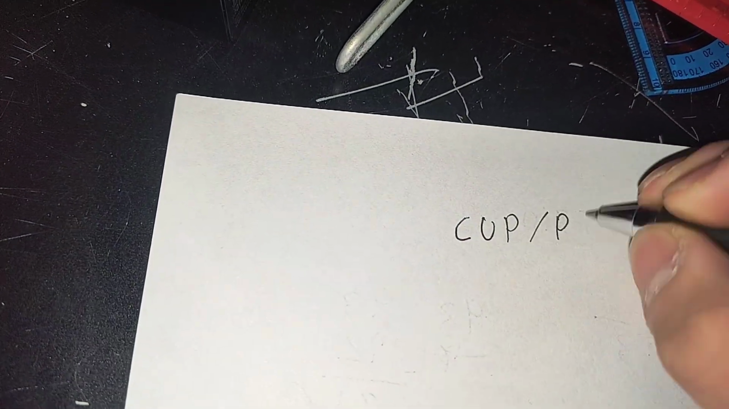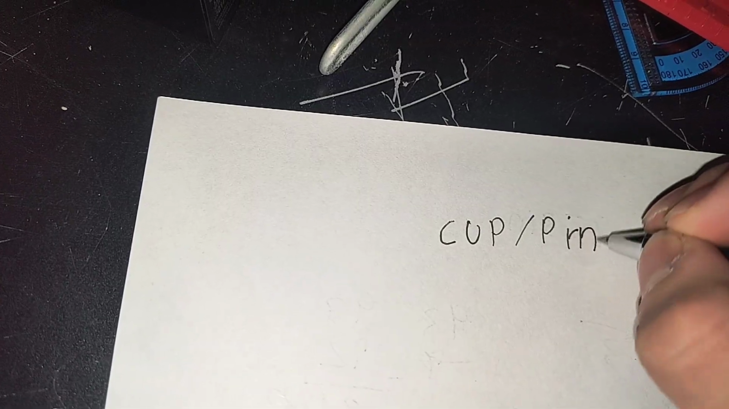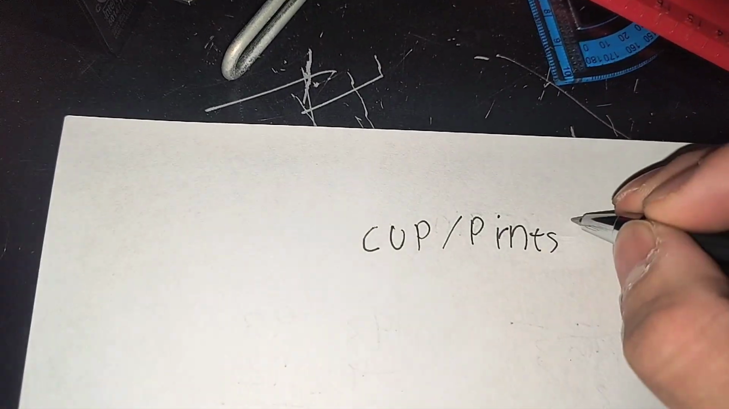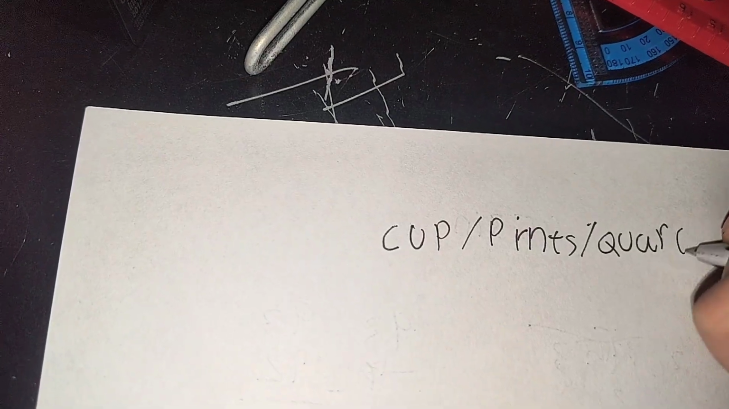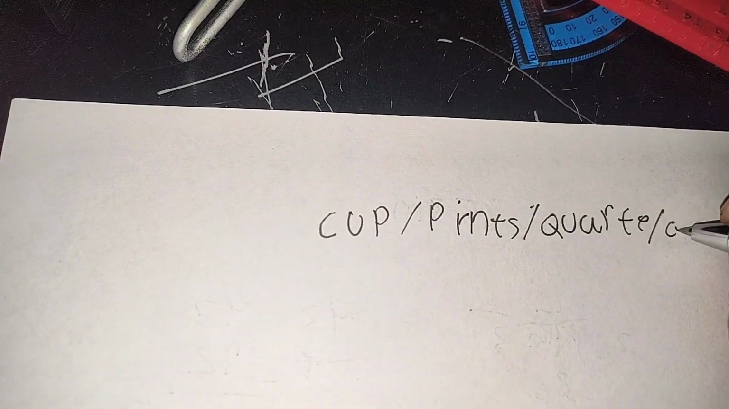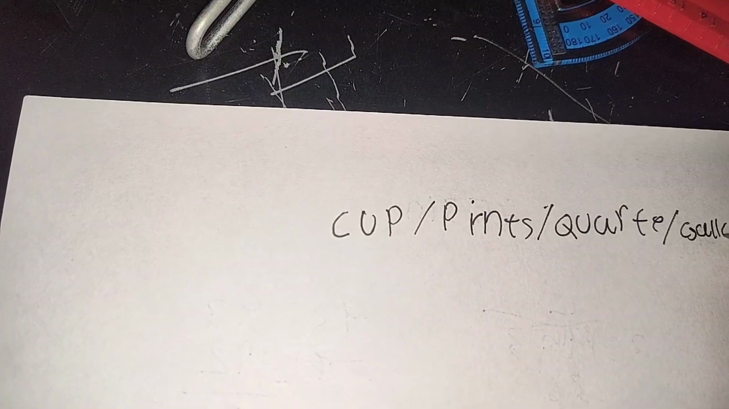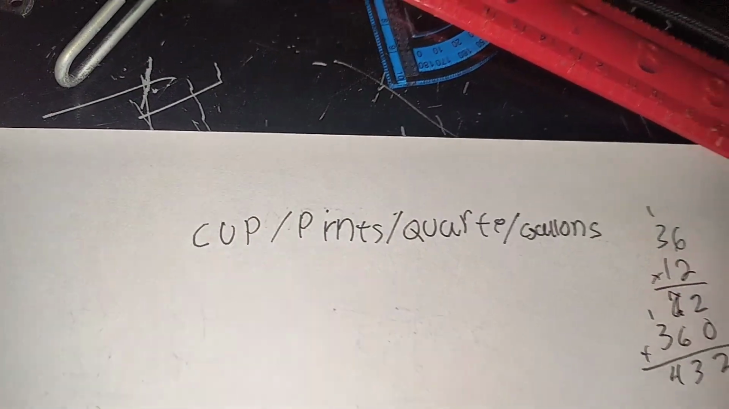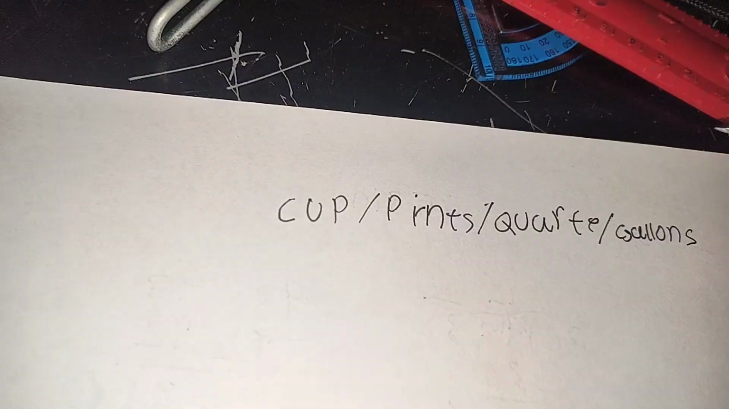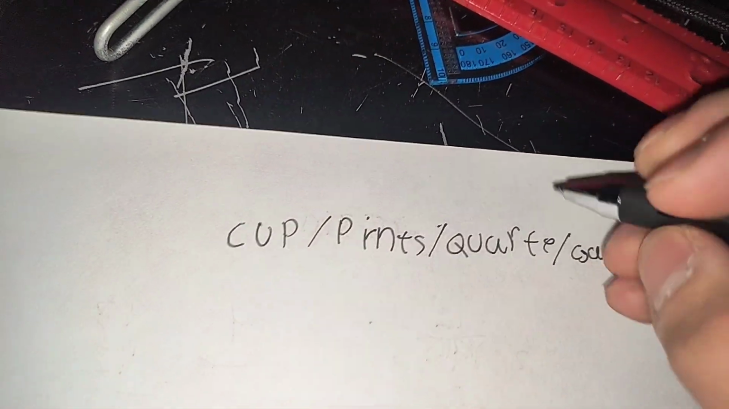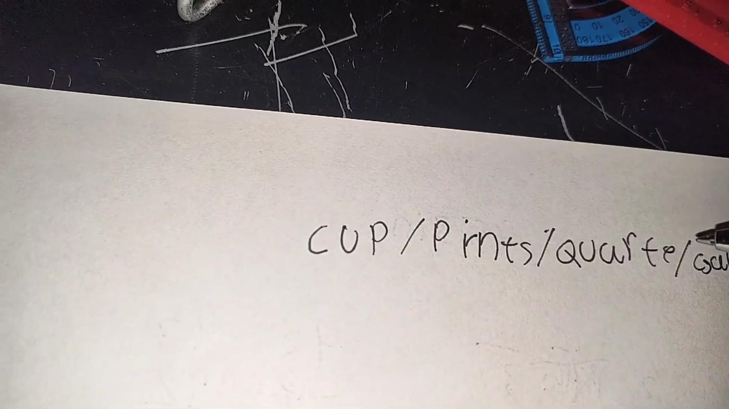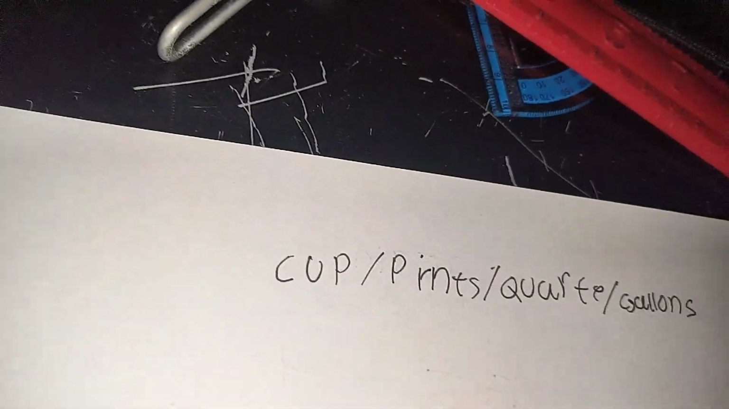Okay, so for capacity, we have cups, pints. That's not an R. That's supposed to be an I. Quarts and gallons. Okay. So I'm going to write this out. There are 4 quarts in a gallon. There are 2 pints in a quart, and there are 2 cups in a pint.